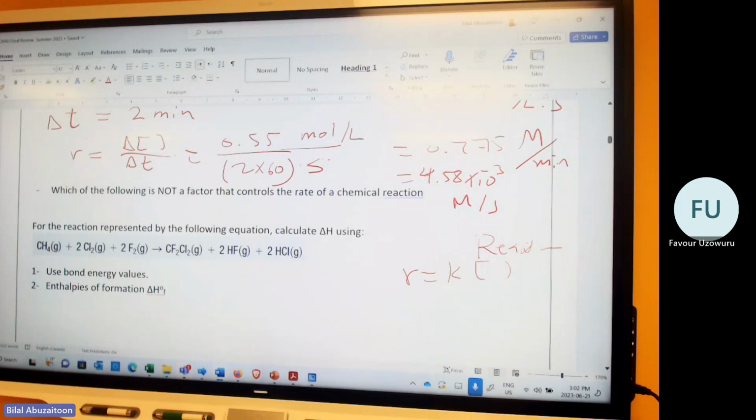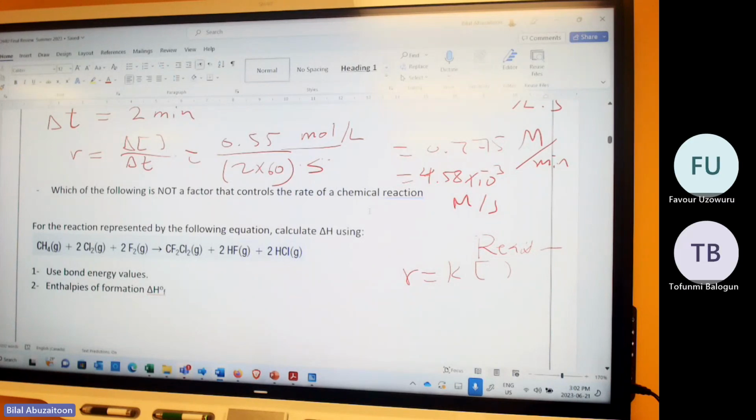Which is actually not a factor that controls the rate of a chemical reaction? What things control or affect the rate of a reaction? Concentration, catalyst, nature of reactants, temperature, surface area. Pressure is not a factor that affects the rate of reaction. So how about temperature? Is that not under nature?